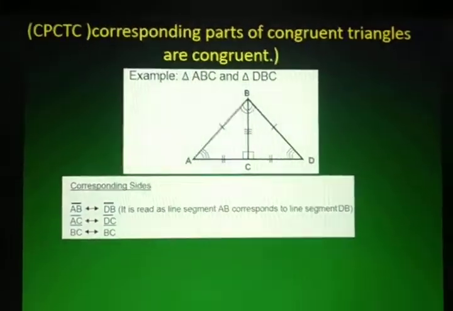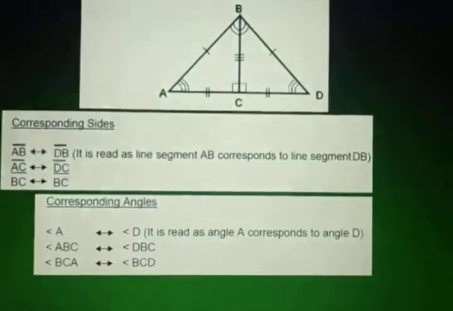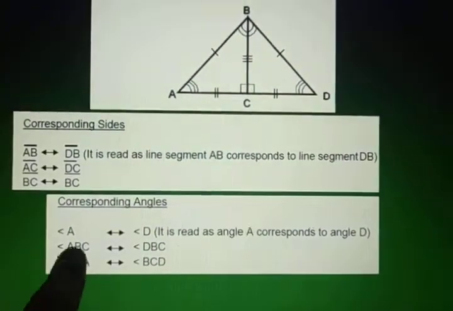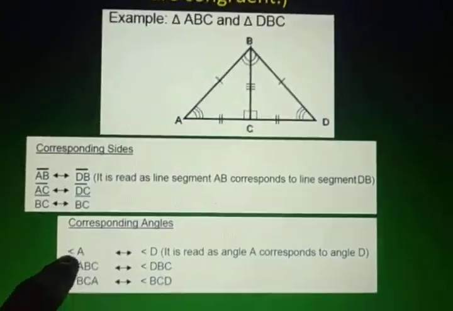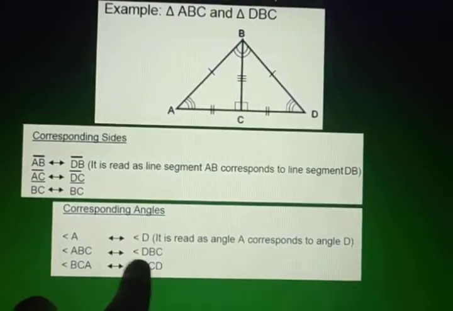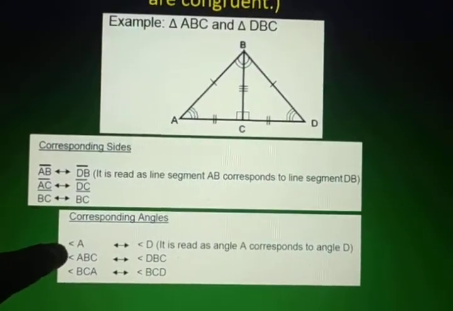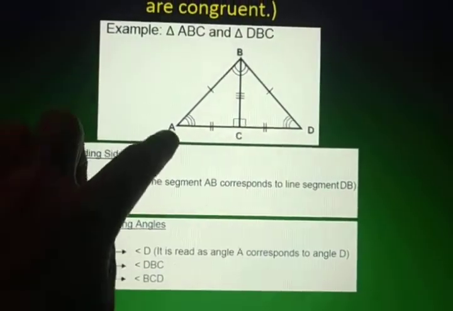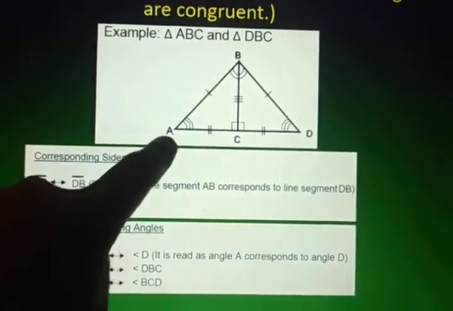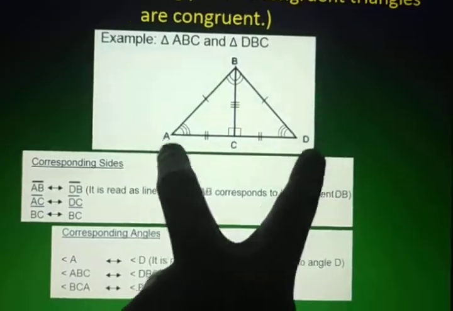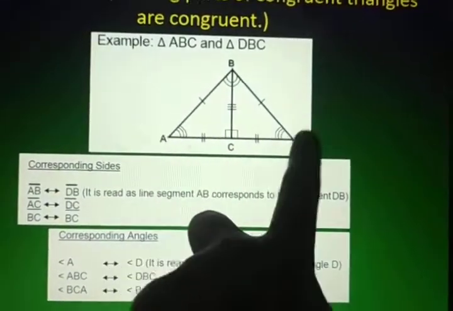Again, what is the other part? We have the angles. Angles are written like this. It has a symbol, angle. So, angle A. This is read as angle A corresponds to angle D. We have here 3 marks for angle A. Angle A corresponds to angle D, right? They both have 3 marks.